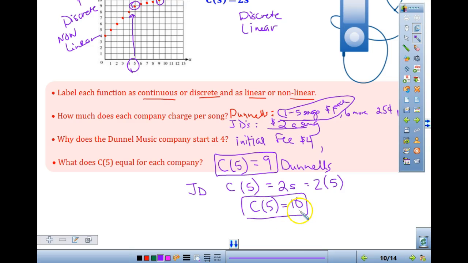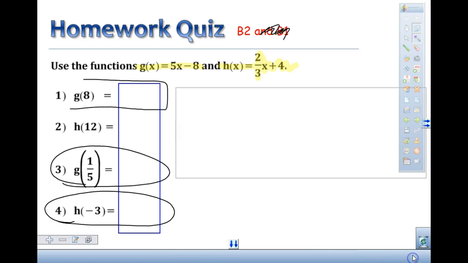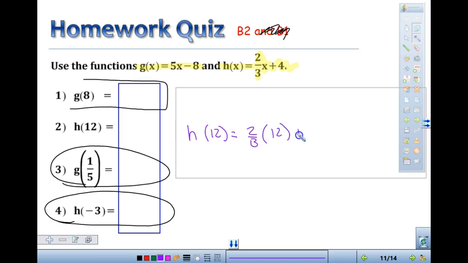So some of you, I'm not sure if when you did B2, you understood that quiz or not. But when you were doing these, you could have used your calculator. Like when I look at number 2, H of 12, I was looking at you putting in 2/3 times 12 plus 4. You could have put in 2 divided by 3 times 12. Or you could have done this and go, oh, 3 goes into 12 4 times, and that gives me 8 plus 4. And the answer for H of 12 is 12.